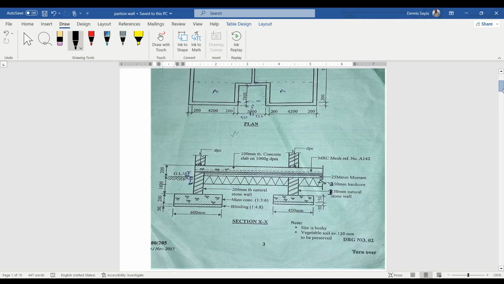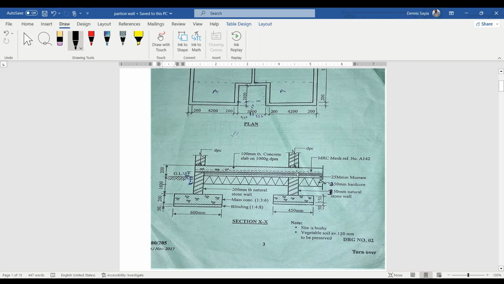Now let's go to the section itself. This is our section here. XX, we have the outside wall, and then we have the inside wall, which of course is the partition wall. Now we have the dimension for the trench. It's 600 millimeters wide. We have blinding mass concrete, and then the wall is natural stone wall. And then we've been given the depth of the wall up to the trench.